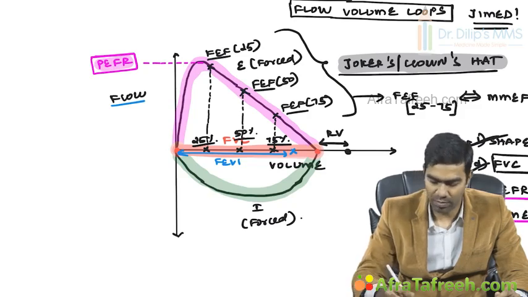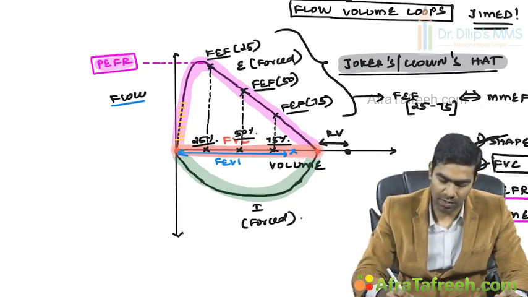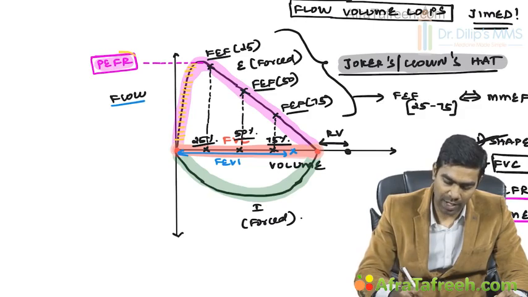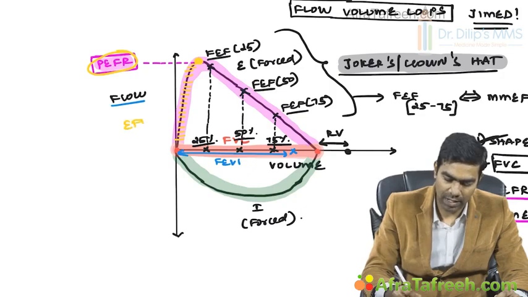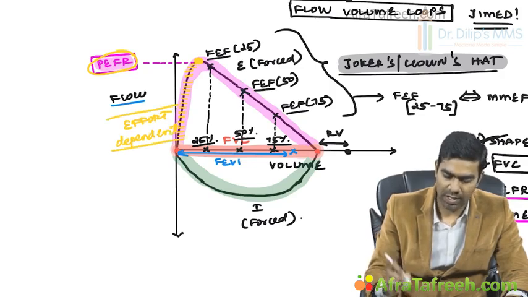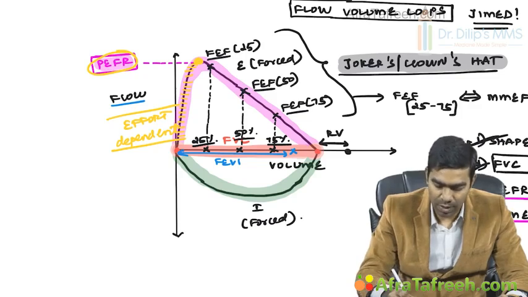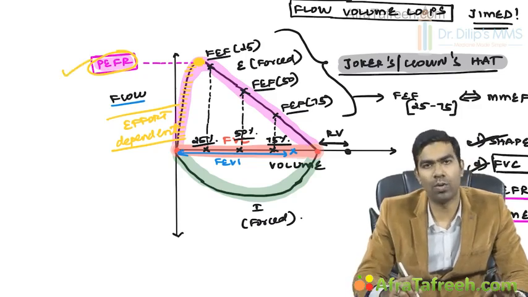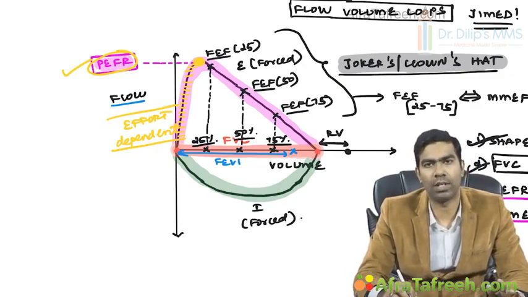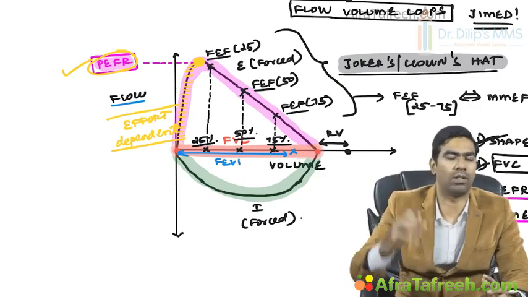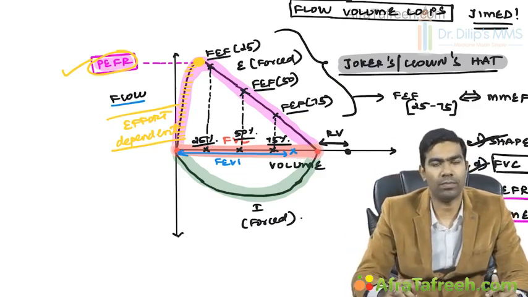For example, let us assume this particular region of the curve, till you attain this PEFR, peak expiratory flow rate, is completely what is called the effort dependent part of the curve, which means to reach the PEFR, you need a good effort from the patient. If you don't have a good effort from the patient, it is impossible to reach a good, smooth initial portion of the expiratory curve. Clear?